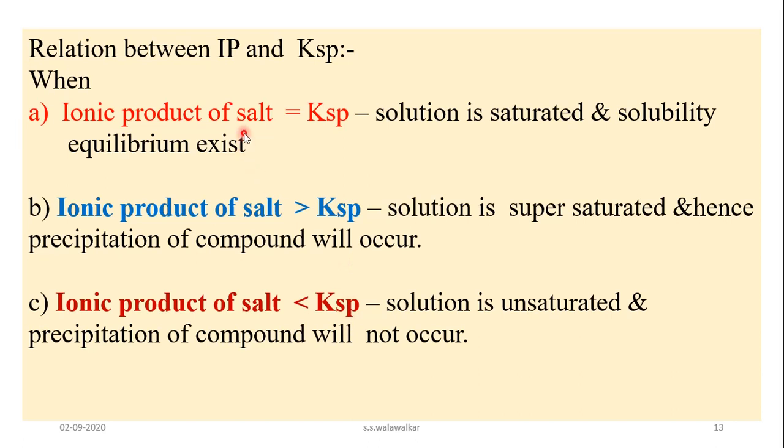Whenever ionic product of salt and Ksp are the same, then precipitation does not take place because the solution is saturated. But if you go on adding more and more solute in a saturated solution, then what happens? Ionic product of the salt becomes greater than solubility product and the solution becomes supersaturated, and in such a condition precipitation takes place. And when ionic product of salt is less than Ksp, the solution is unsaturated, and in such a solution if you add the solute, then it gets dissolved and therefore precipitation of compound will not occur.